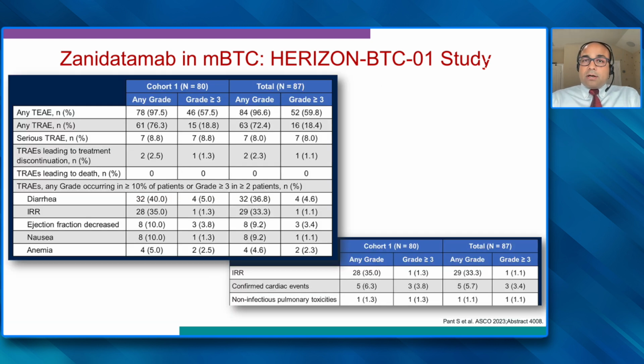Zanidatamab is also a well-tolerated treatment. You can see that serious treatment-related adverse events happened in only about 8% of this population, and the major adverse events associated with this drug are diarrhea and infusion-related reactions. When you look at infusion-related reactions and cardiac events, again, grade 3 or greater events occur in about 1 to 3% of cases.